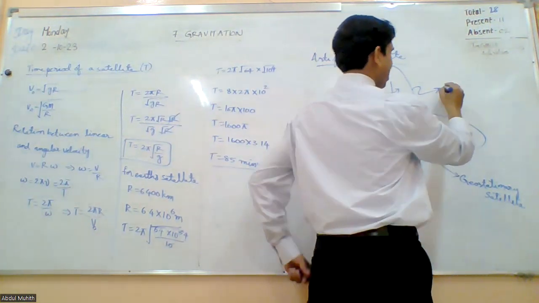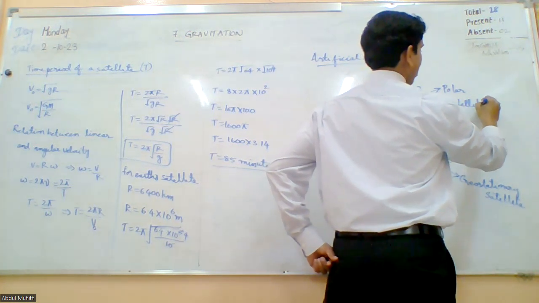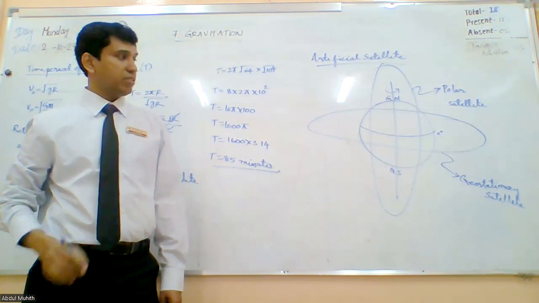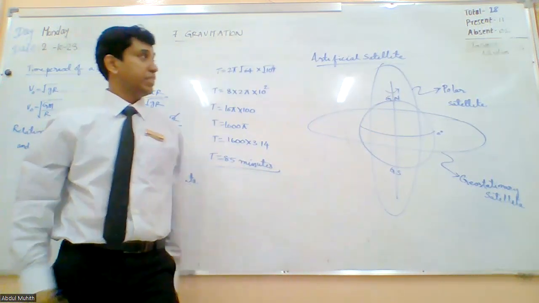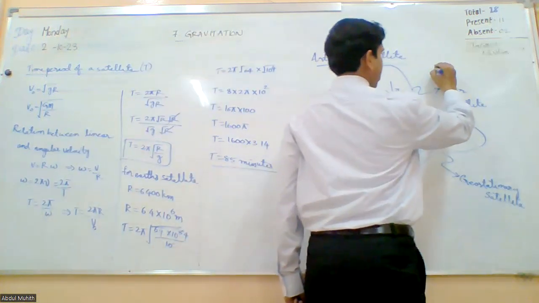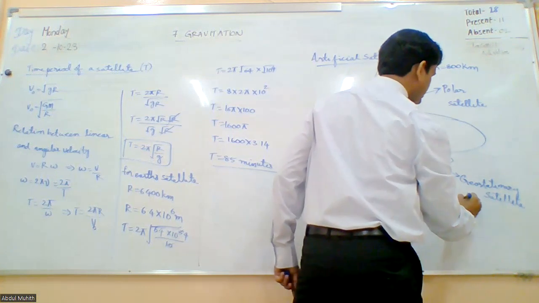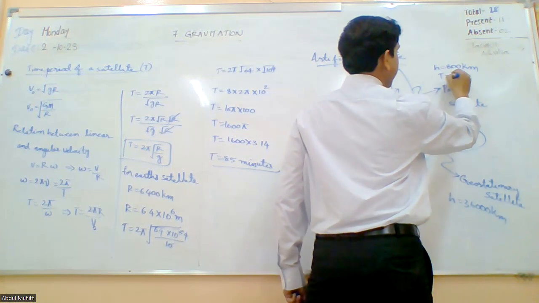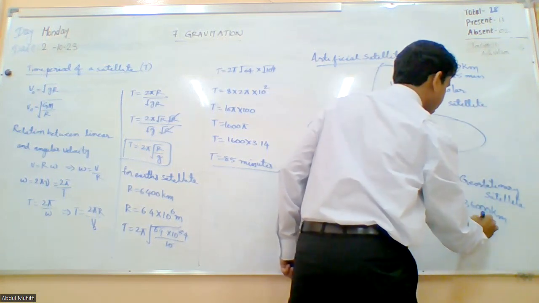So this is polar satellite. Okay. So polar orbit and stationary orbit. Polar orbit means it goes over the poles. Generally the height of this polar orbit is around 800 kilometers, and this height is around 36,000 kilometers. The time period is around 85 minutes, and the time period is equal to 24 hours.